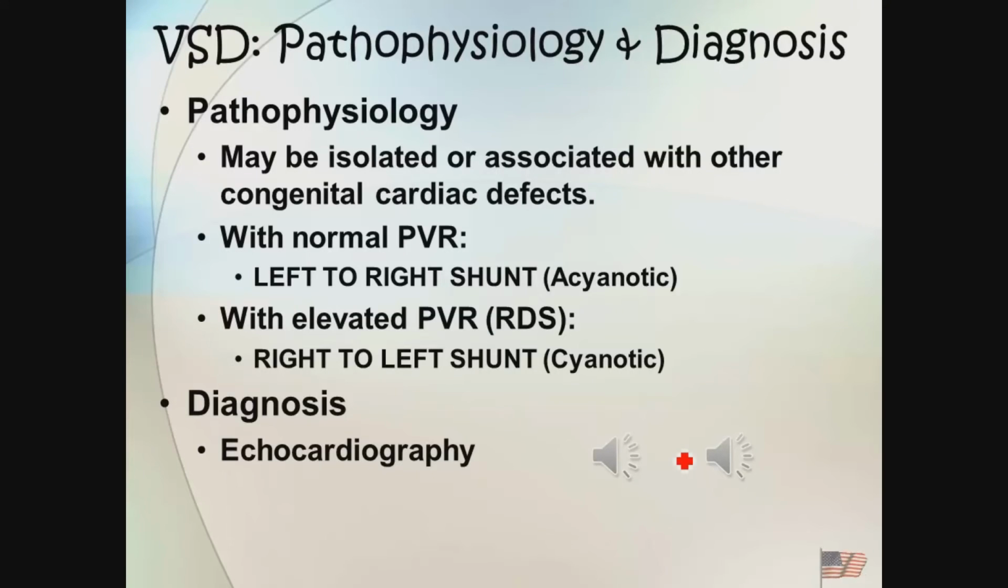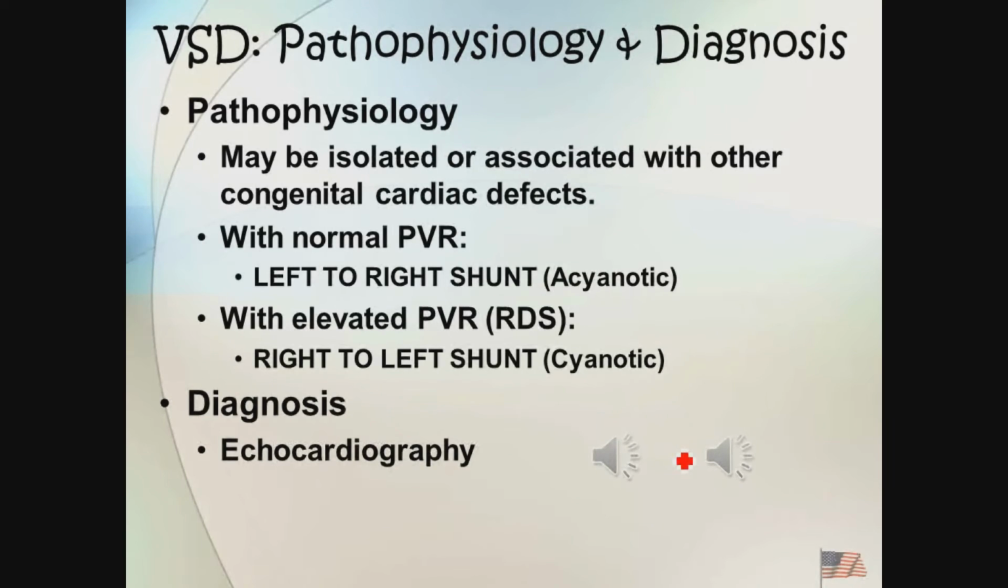Again, it depends on what that pulmonary vascular resistance is. If I have a child who's hypoxemic with a high PVR, you're going to end up seeing a right to left shunt at that point in time. I'm not going to worry about the murmurs. They're the same kind of thing. You diagnose it basically with an echo.